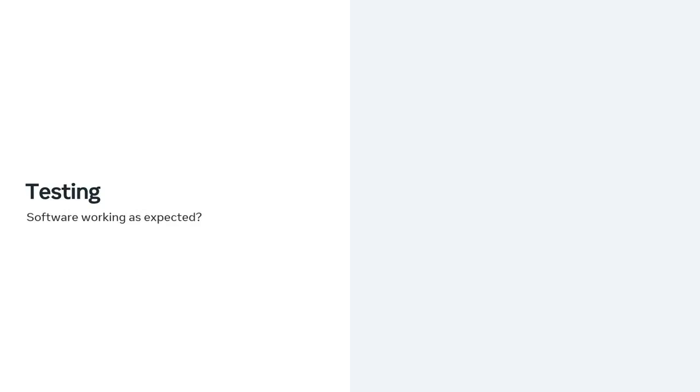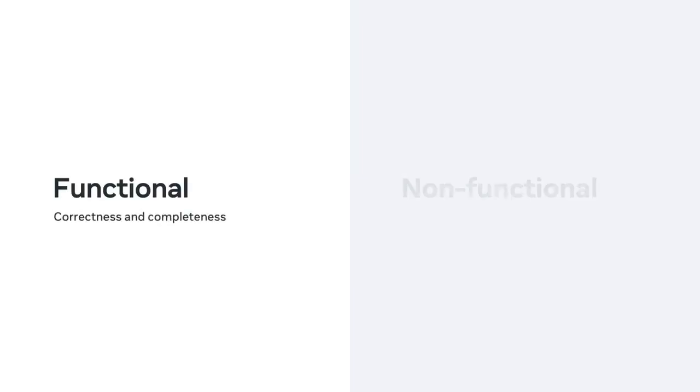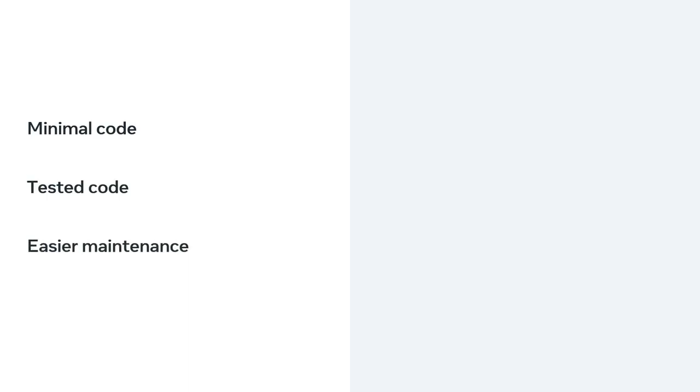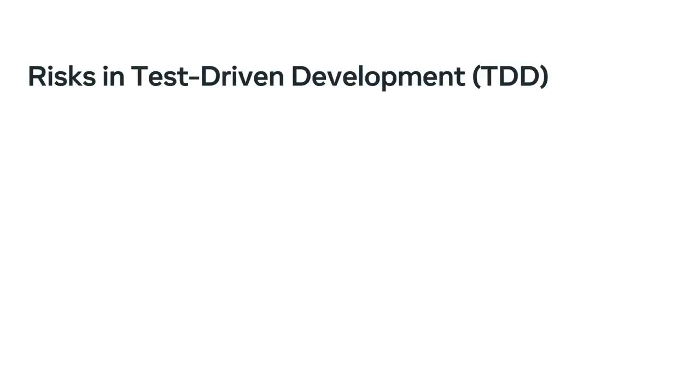Testing comes in two main types, functional testing and non-functional testing. Several advantages of test-driven development were mentioned, including you write minimal code with the intent of passing all the defined tests, your code is highly tested and has a high test coverage, and it is easier to maintain and refactor code. However, there are certain dangers with test-driven development, or TDD.